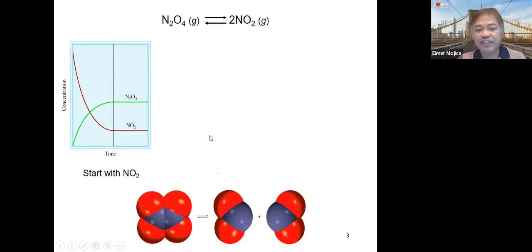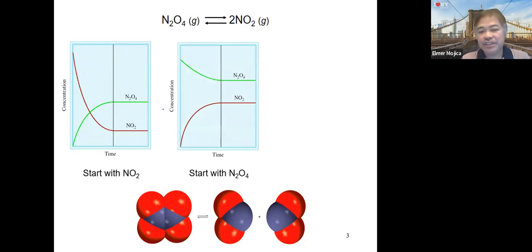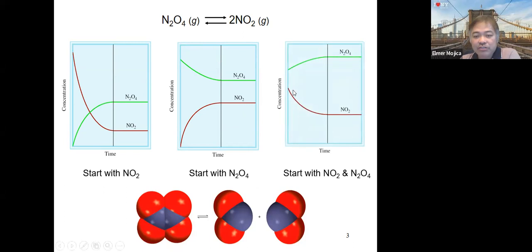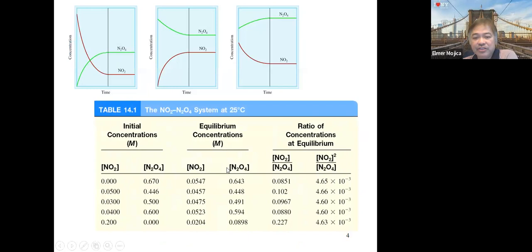The same thing if you start with N2O4 instead of NO2. It has a high concentration that will start to decrease. When it is used up to form NO2, NO2's concentration starts to increase. And at such time, their concentrations remain the same. And they reach the so-called equilibrium state. This is also the same when you start with both NO2 and N2O4. One of them will give way. One will decrease in concentration because it's going to be used up, and the other one increases because that's the one that is produced. Different starting point, different initial concentration, different equilibrium concentration.